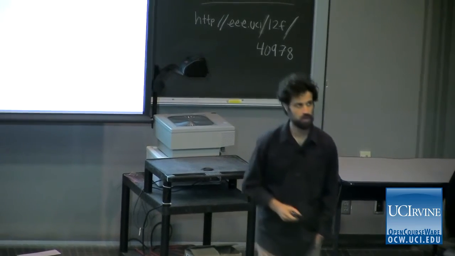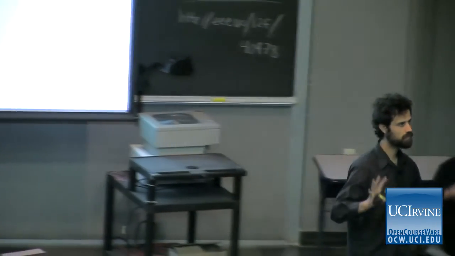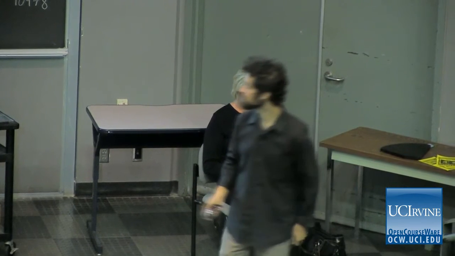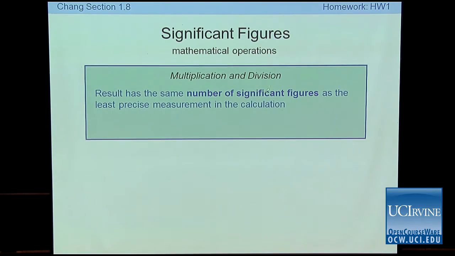Now, once we have numbers and you can tell how many significant figures the number has, what happens when we do a mathematical operation with these numbers? So let's first look at multiplication and division. And this is the rule that we stick to. The result of this multiplication or division has the same number of significant figures as the least precise measure in the calculation. What does that mean?